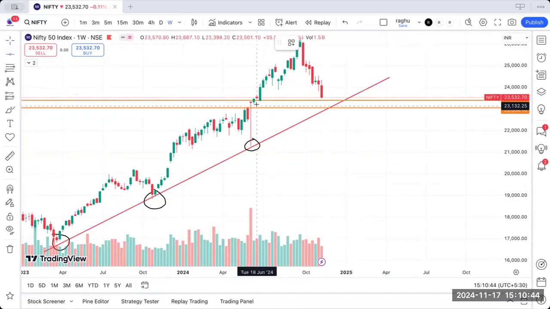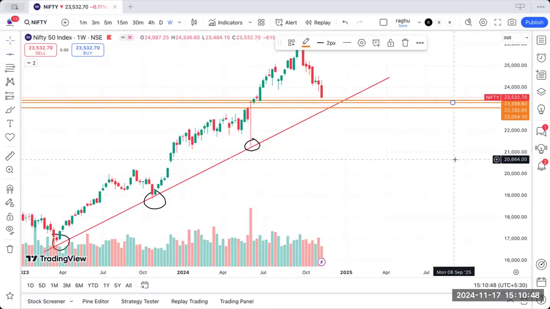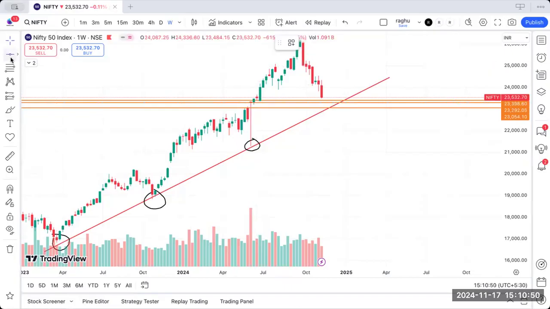After that, where is another support? Another support is somewhere here, which is 23,398. Now, breaking this, it has to touch both, because there is a memory here. This is the place it got consolidated, or a breakout or a breakdown happened in this place. So it has to touch 23,392. This is the zone.